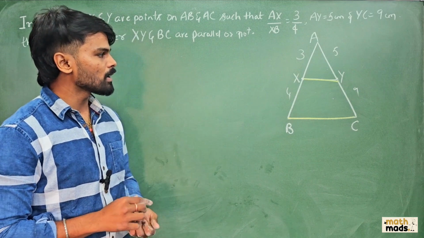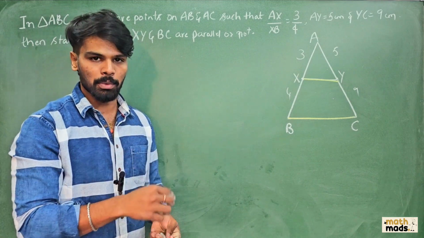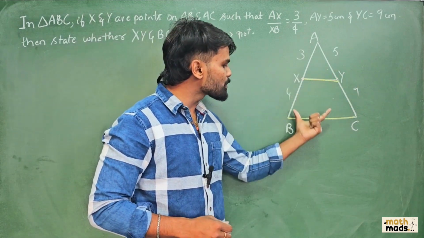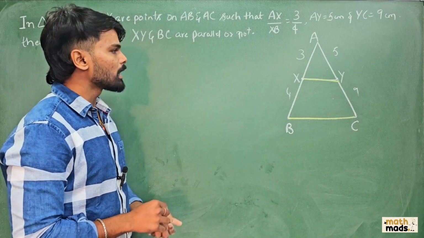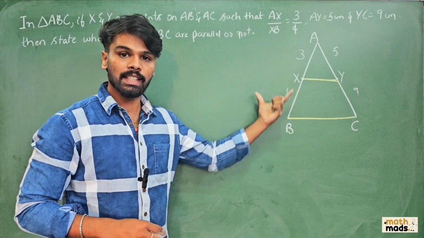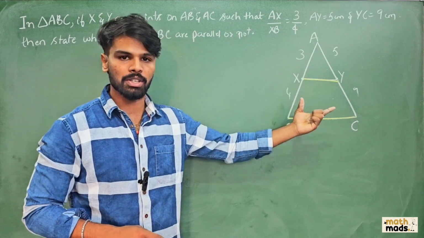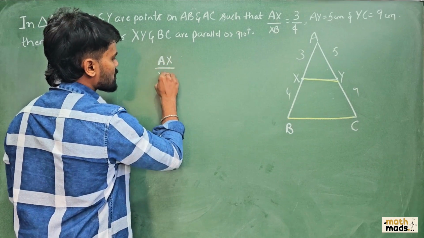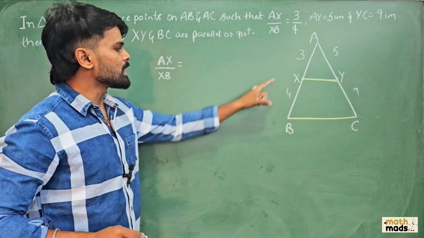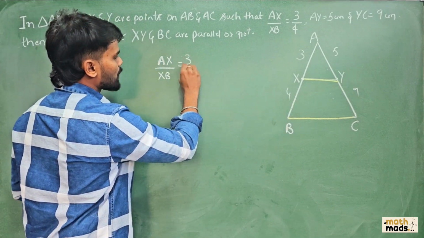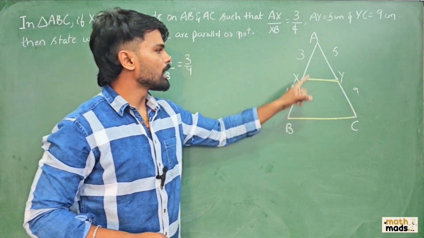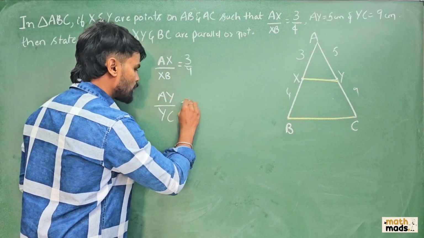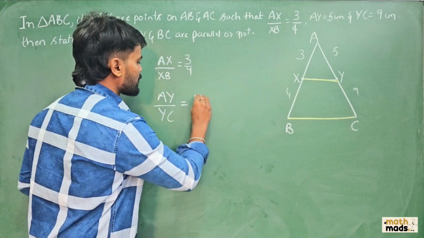If you can observe here, they are asking the converse of basic proportionality theorem. They have given the values of sides, they have given the ratio of sides. They want us to check whether XY is parallel to BC. Now, how do we do that? We have to check whether the sides are getting divided in the same ratio. Which are the two sides? For AB, it is AX by XB. Correct? What is it equal to? It is equal to 3 by 4. Okay. Now, the other side, AC is getting divided into two parts, that is AY by YC. We know the values of both of them, that is 5 by 9.